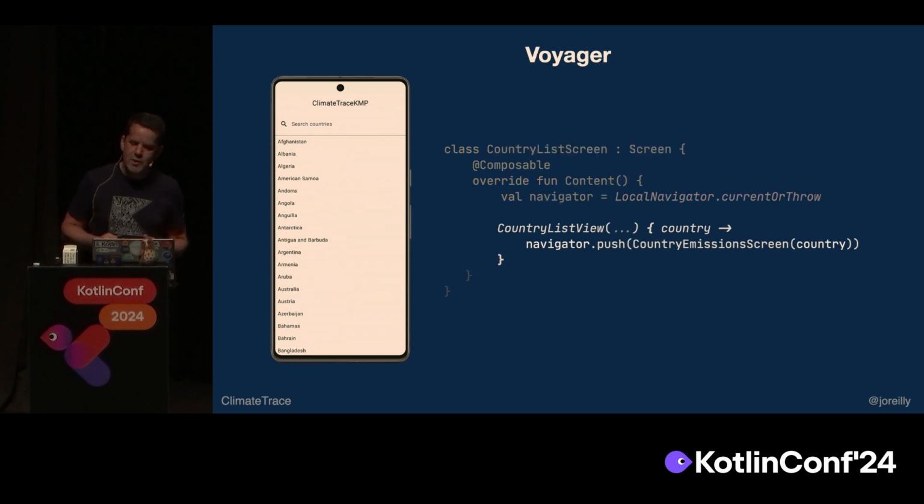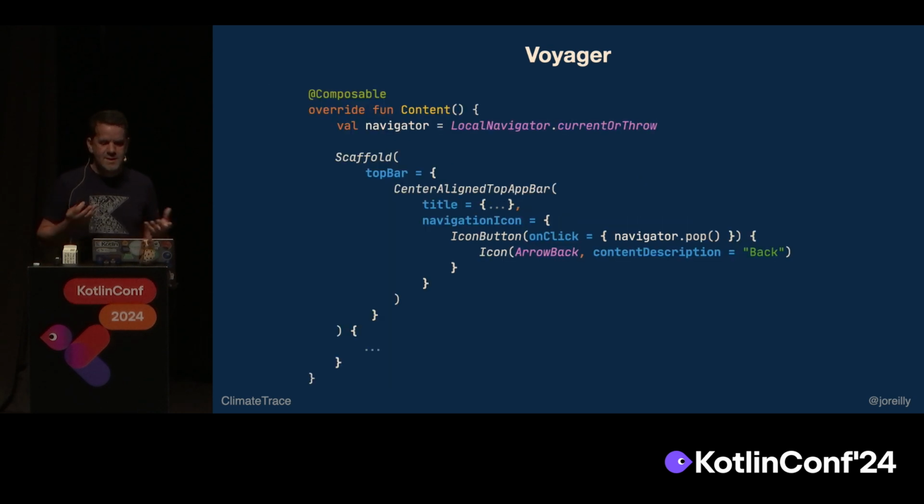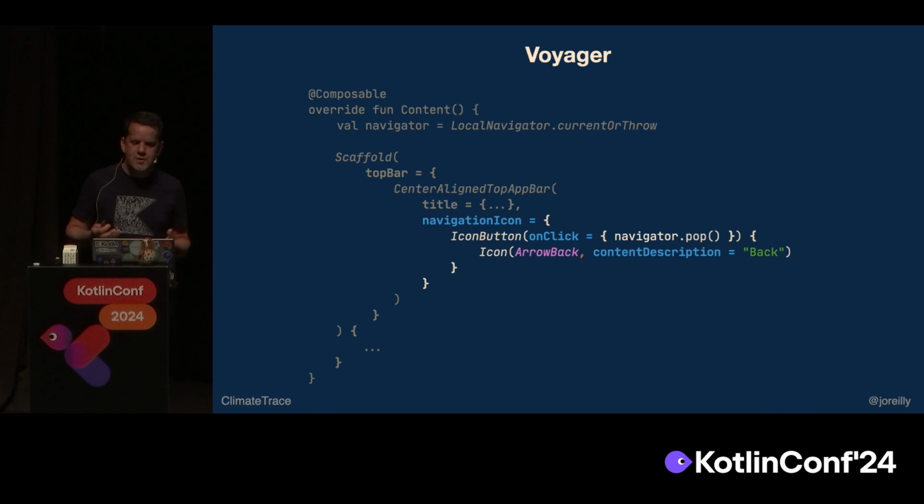We see then use of Voyager's navigator.push when an entry is selected in that country list, causing us to navigate to the country emission screen, passing in the country object. And here is an excerpt from the country emission screen. You can see here then use of Voyager's navigator.pop to navigate back to the previous screen.